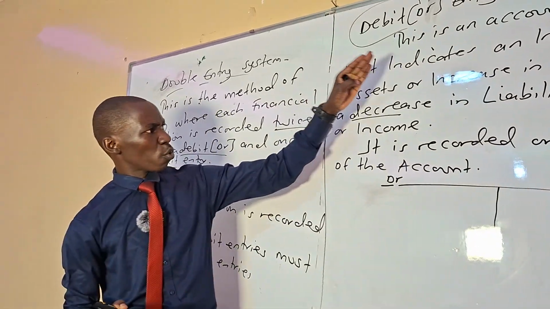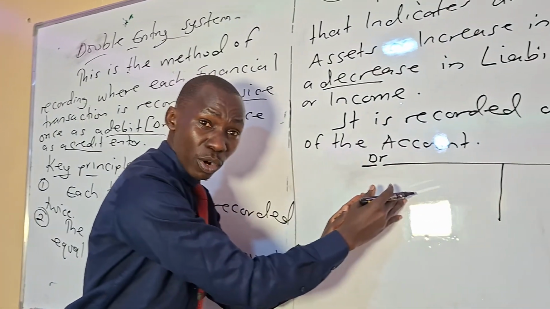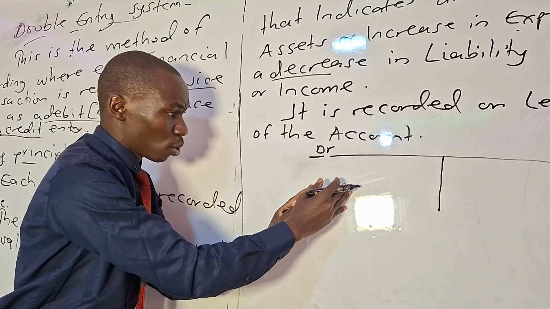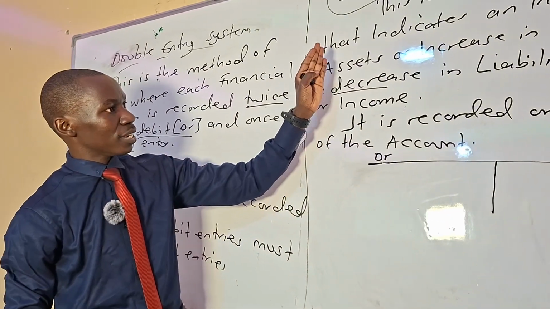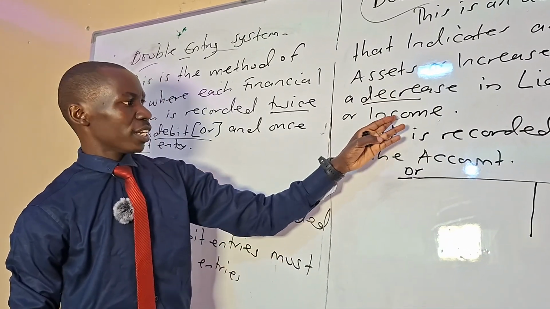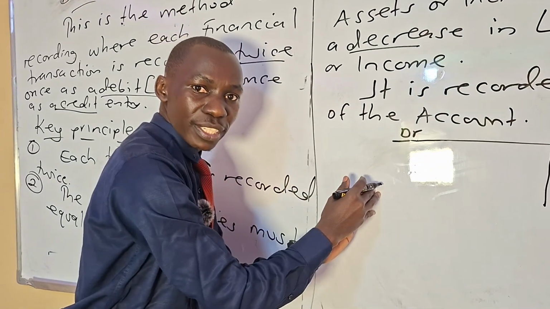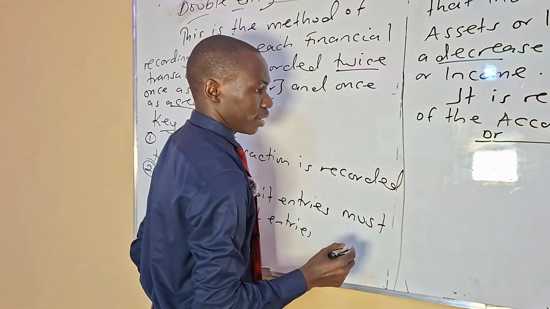Any increase in asset, any increase in expense, you record. Remember, we are looking at the recording of our financial transactions. Anything concerning increase in asset, increase in expense, decrease in liability, decrease in equity, decrease in income, we record on this side. I can give you an illustration here before I go to credit.